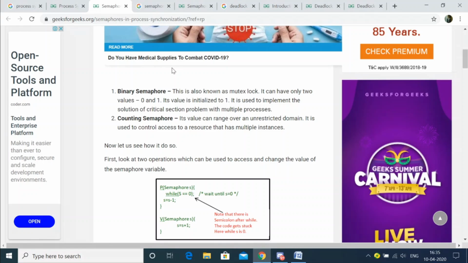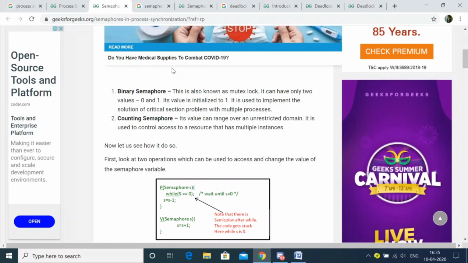It is used to control access to a resource that has multiple instances. So what does it mean? We may have one resource that, let's say, four processes are trying to access. Here instance means process. That's what the meaning is. One resource can be available to one process only at one point of time. So if there are four processes trying to access the same resource, the semaphore value will be 4.